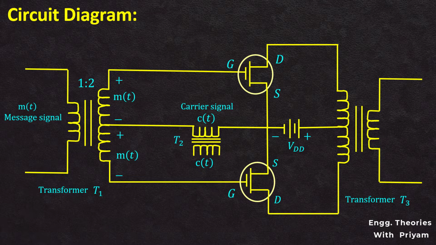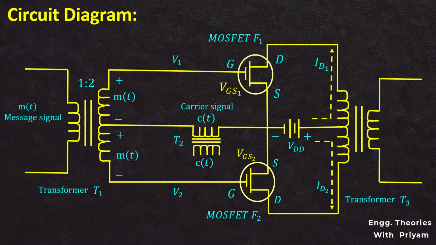Now the modulating signal and the carrier signal combine together as the voltage V1, where V1 is equal to CT minus MT, and the voltage V2, which is equal to CT plus MT, and are applied as the input voltage between the gate and the source of the MOSFETs F1 and F2. The output drain currents of the two MOSFETs flow in the opposite direction and get subtracted and work as an input for the transformer T3. Now the output drain currents and the carrier signal together produce the DSB-SC modulated signal as the output at the secondary of the transformer T3. Thus the DSB-SC signal is produced by the FET balanced modulator.